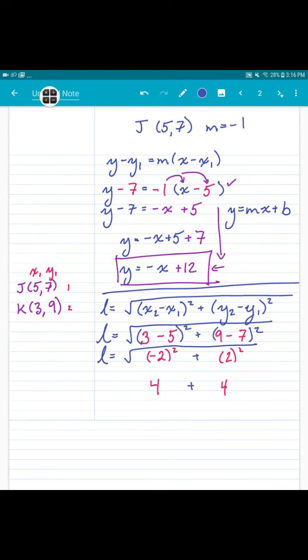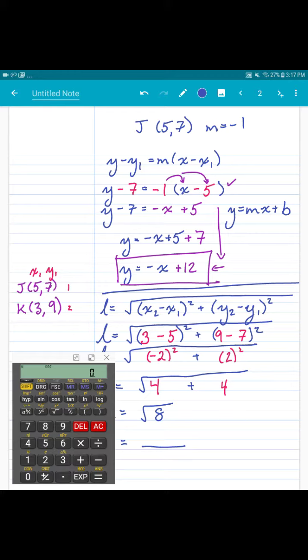And over here, just plus. And L equals the square root of 4 plus 4. So L equals the square root of 8. You can leave it as the square root of 8, or you can write it in a different way. Depending on the question, it might be better to write it as a decimal. Okay, so that's basically all we have left here. So this could be written as 2.83, for example.